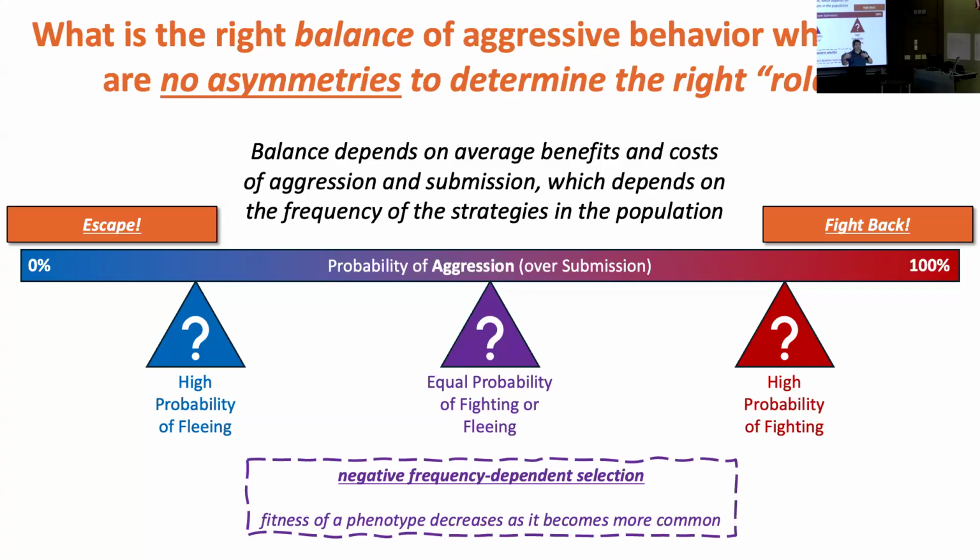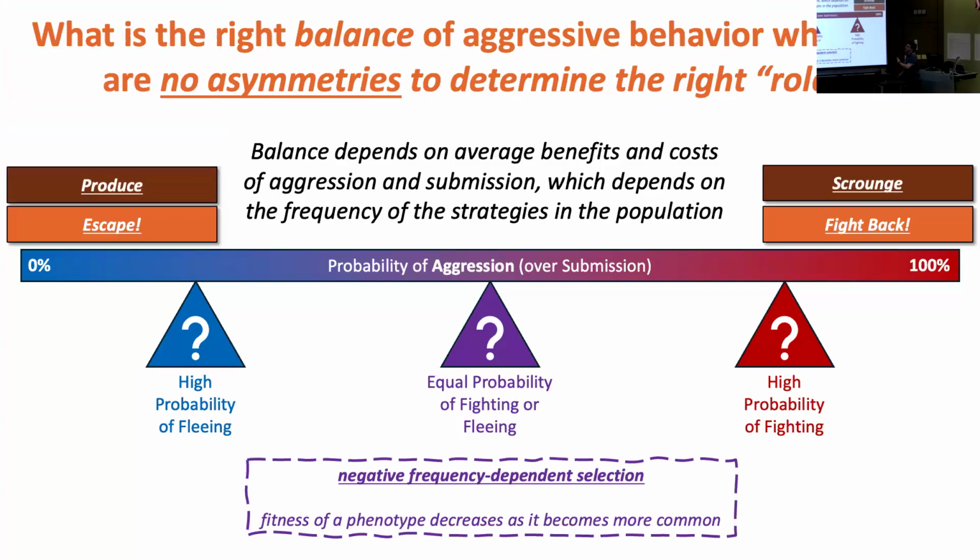So if everyone is a fighter, then it becomes so costly to fight that you get the emergence of a phenotype that avoids fighting. If everyone avoids fighting, then you get the emergence of a phenotype that fights. That's this kind of idea here. We've seen that happen with the producer scrounger. That's an example of this. If everyone's a producer, there becomes a pressure for scroungers to come into play. If everyone's a scrounger, there becomes a pressure for producers.